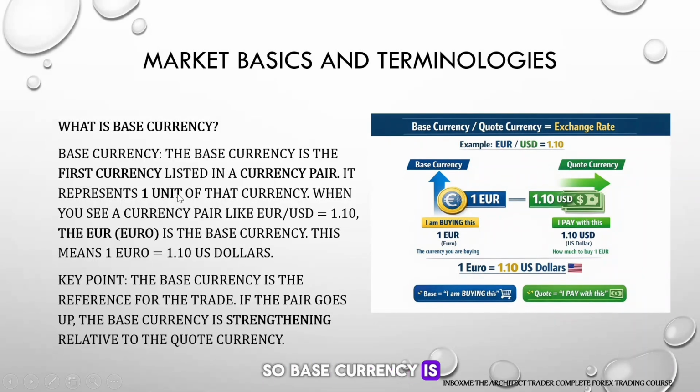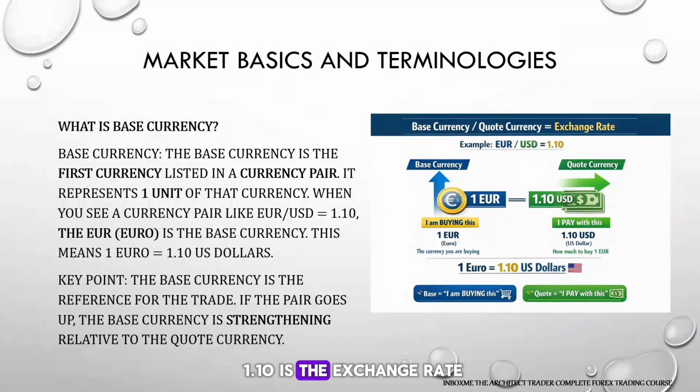So base currency is the first in a currency pair. So what is a currency pair? A currency pair is when there are two currencies together. For example, Euro USD. That means the base one is the first, so the first is euro, and it represents 1 unit of that currency. So a base currency is actually representing 1 unit of euro. So if it says the euro is the base currency, that means 1 euro, according to the 1.10, because here it says Euro USD is equal to 1.10.